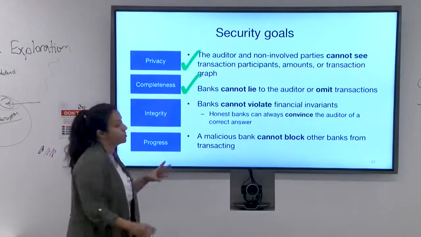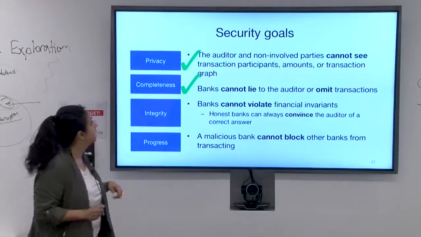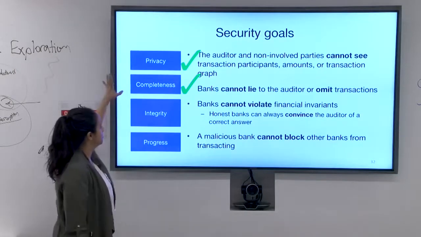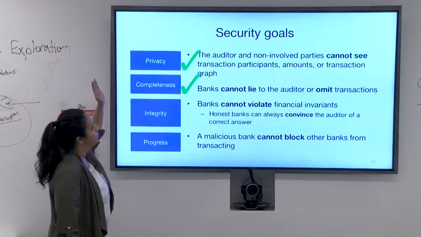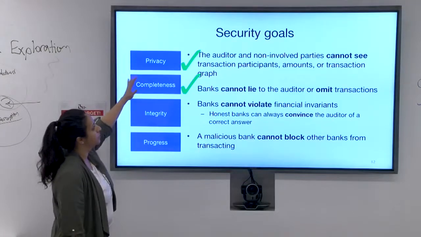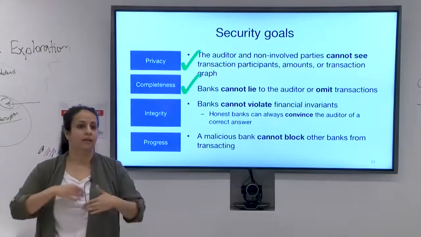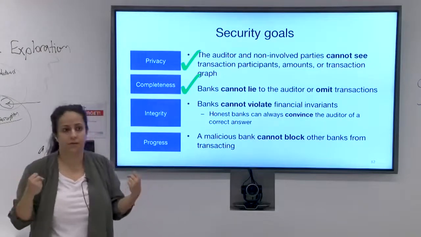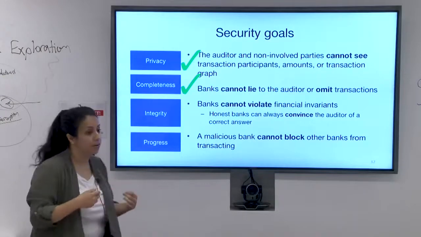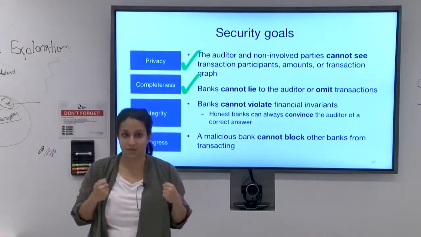What I just described to you, the ledger table construction, allows us to achieve our first 2 security goals. Privacy, because these commitments are perfectly hiding. No one can see transaction participants. They can't tell who's committing to 0 and who's not committing to 0. Banks can't lie to the auditor, because the auditor audits every transaction for a bank.